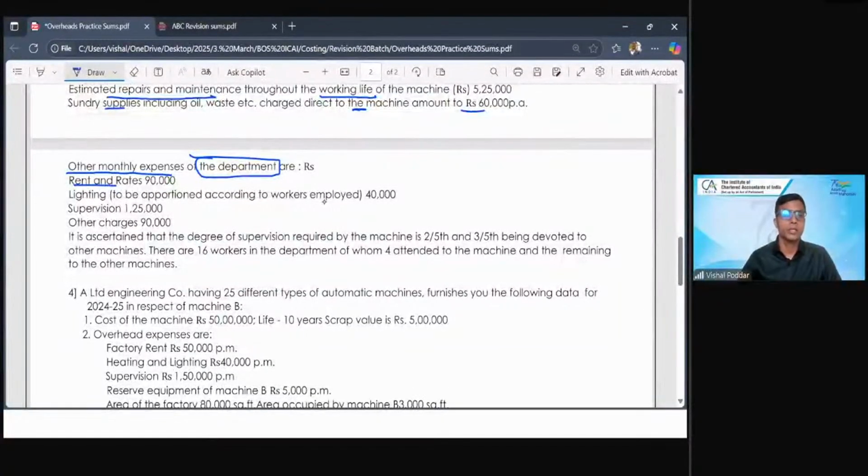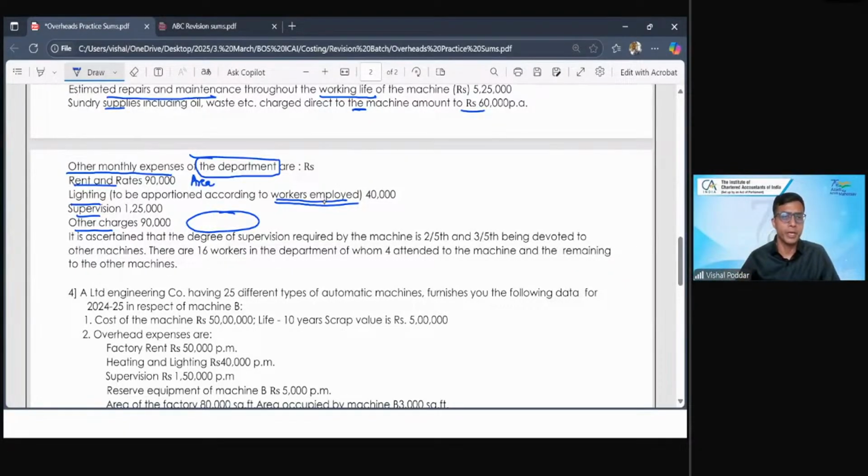Now rent, it is of department, we'll use area to find out of one machine. Lighting, they have said apportion it in the ratio of workers. So you have to use the ratio of workers. Had they not mentioned this, we would have used area only. Supervision, again by default, we'll use workers because for supervision, workers are the basis. For other charges, if nothing is mentioned, then you have to use the basis which you feel appropriate.